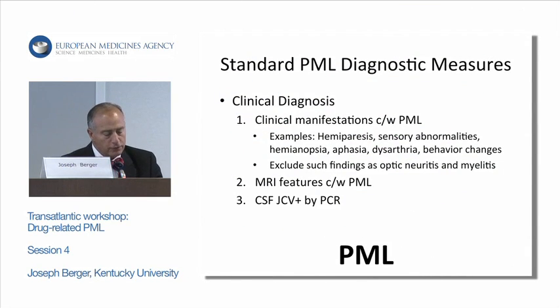So the third feature that you need is spinal fluid evidence of the virus. So here are the measures that we use as the standard PML diagnostic measures: clinical manifestations compatible with PML, MRI features compatible with PML, and spinal fluid that shows JC virus. And you go, bingo, I've got it, presuming that there's not something else that better explains what you're seeing.